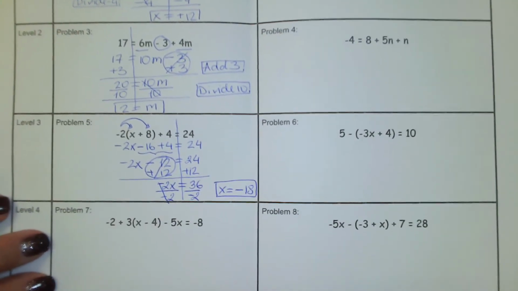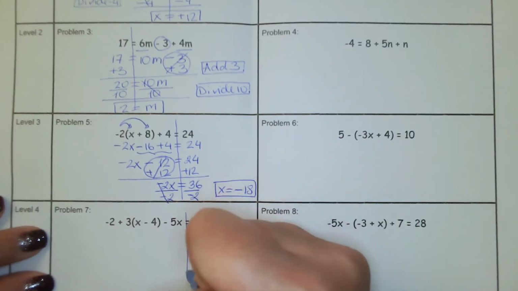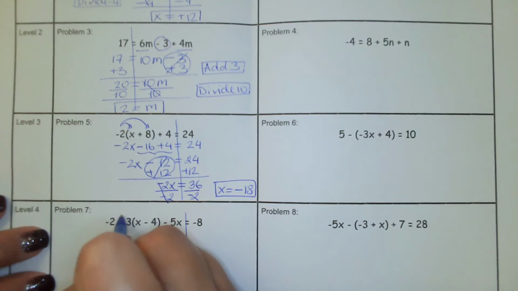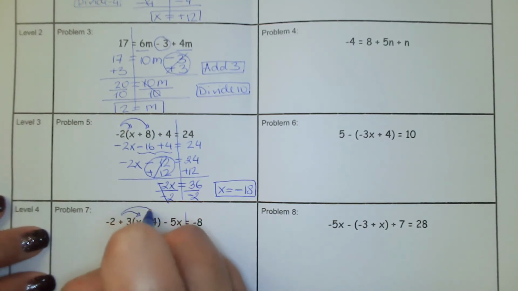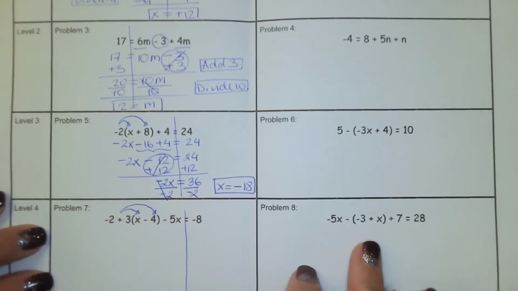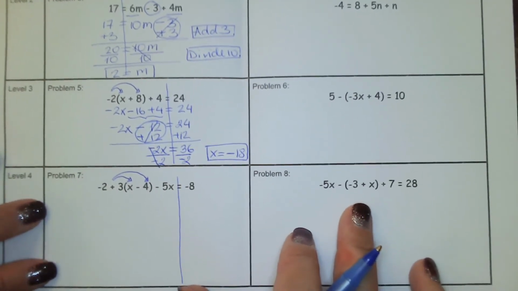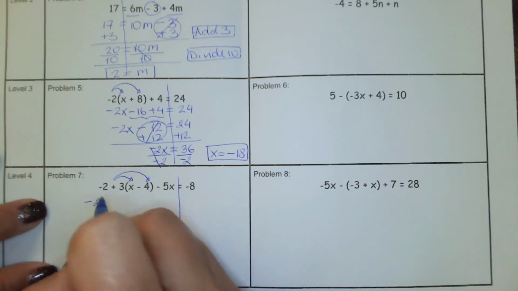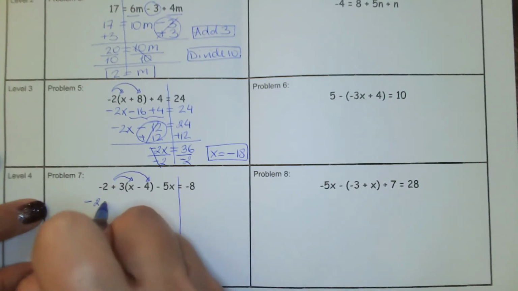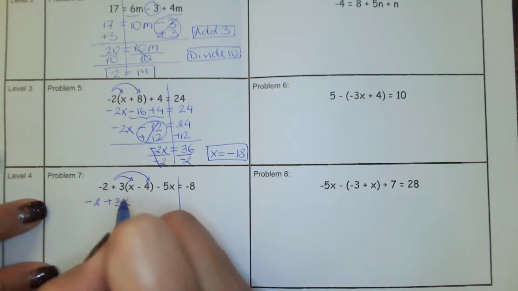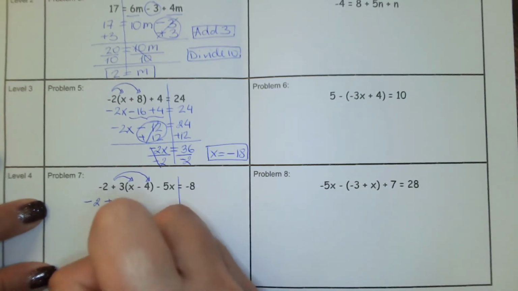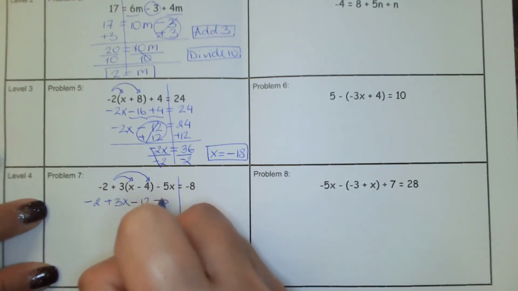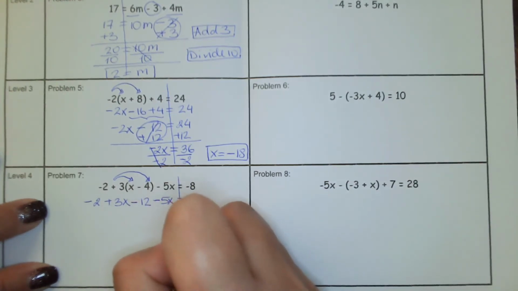Level 4. I have a constant. Then I have a number multiplied by the parentheses. So that's where I'm going to use the distributive property in order to eliminate the parentheses. Negative 2 is the constant. That stays. Positive 3 times 3x will be positive 9x. Positive times negative is negative 12. And then bring down the minus 5x equals negative 8.